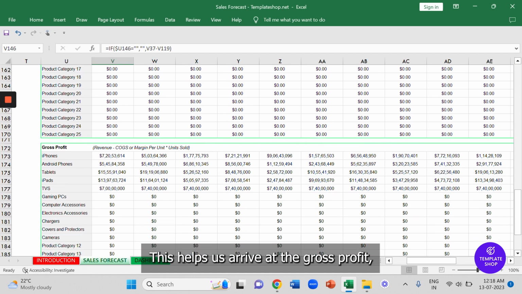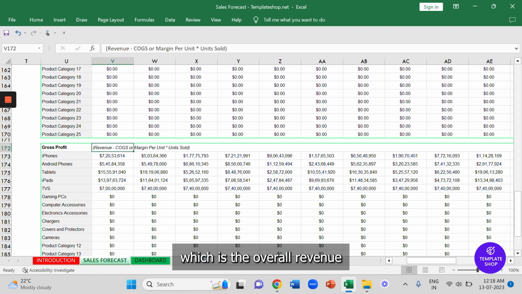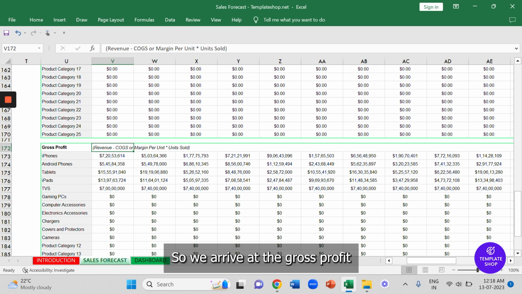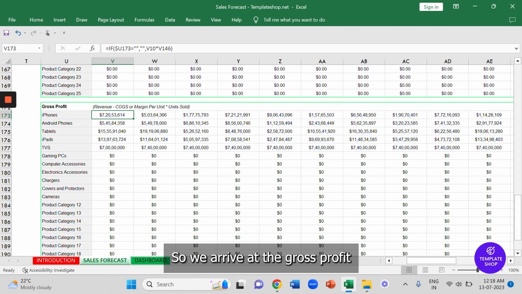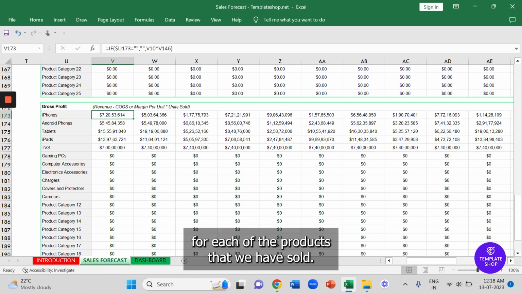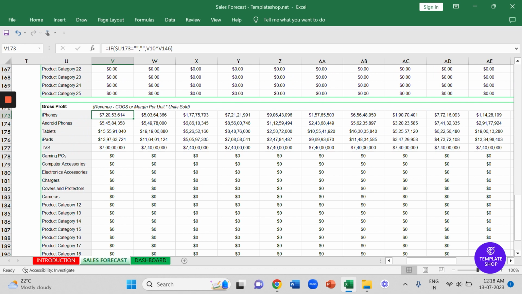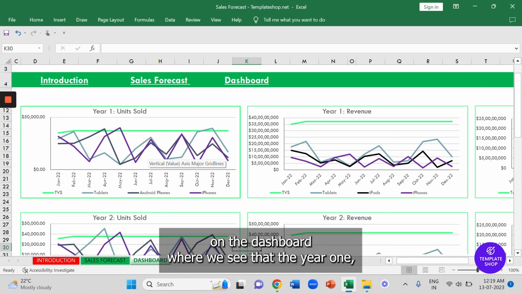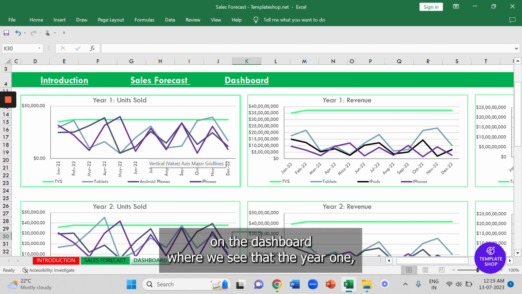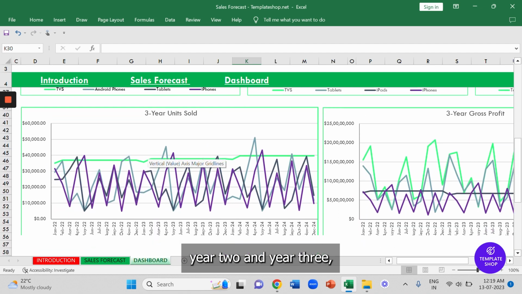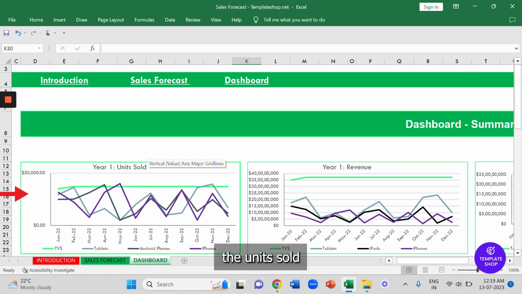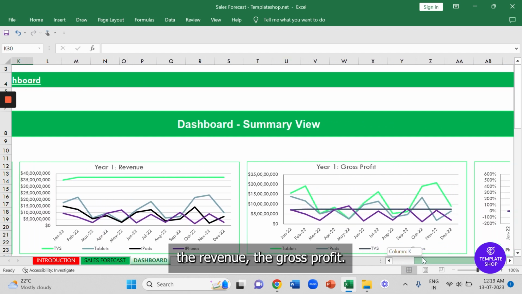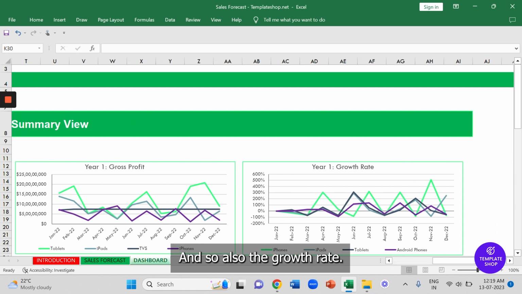This helps us arrive at the gross profit, which is the overall revenue minus the cost of goods sold times the number of units sold. We arrive at the gross profit for each of the products that we have sold. All these are very systematically displayed on the dashboard, where we see year 1, year 2, and year 3, the units sold, the revenue, the gross profit, and also the growth rate.